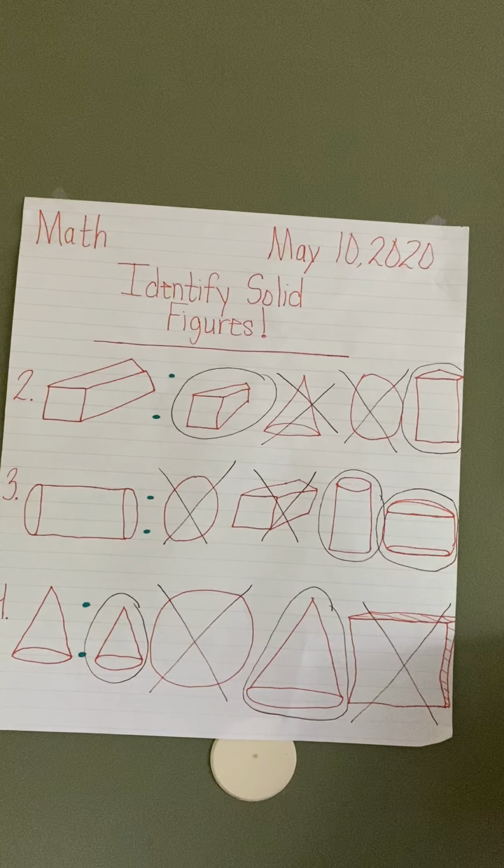And now you're going to do that same thing for numbers 2 through 4. And then on number 5, it says Ty drew a solid figure. It is not a cylinder. It is not a rectangular prism. Circle the solid figure Ty drew. So circle the one that is not a cylinder and that is not a rectangular prism.